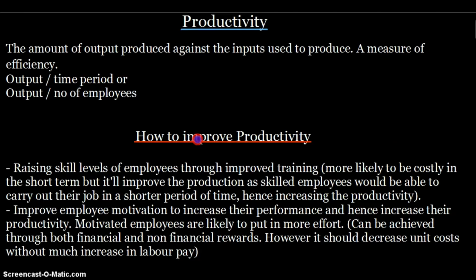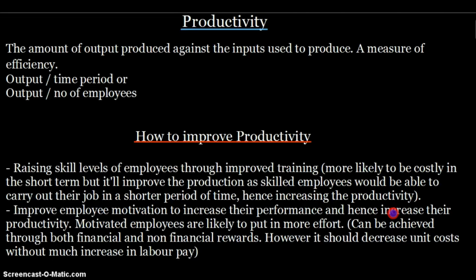So how to improve productivity? Improving productivity generally means that you are trying to increase your efficiency. So how can you do that? There are a lot of methods. We're going to talk about that. Raising skill levels of employees through improved training is more likely to be costly in the short term, but it will improve production as skilled employees would be able to carry out their job in a shorter period of time, hence increasing productivity.